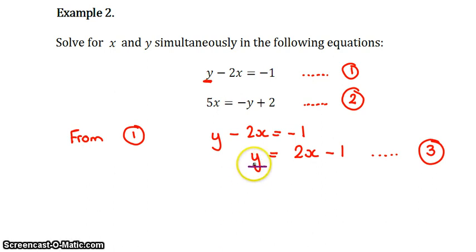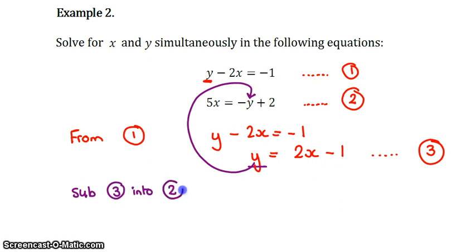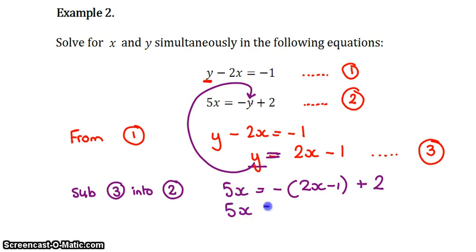Now this y is exactly the same y as they're talking about in equation 2, because that's what simultaneous equation means. It's the same y value. So I am going to sub my equation number 3 into equation number 2. So 5x is negative y, and instead of writing y, I'm going to write 2x minus 1, because equation number 3 tells me that y is the same thing as 2x minus 1. And the reason why that's very useful is, have a look. I now have an equation with only one unknown, which means I can solve for it.